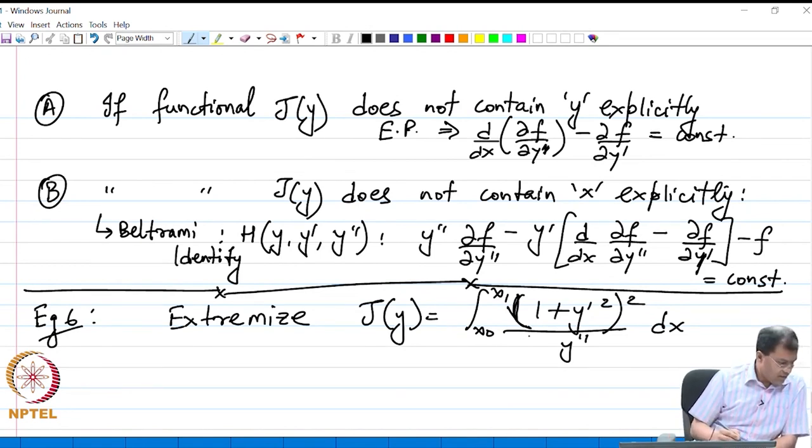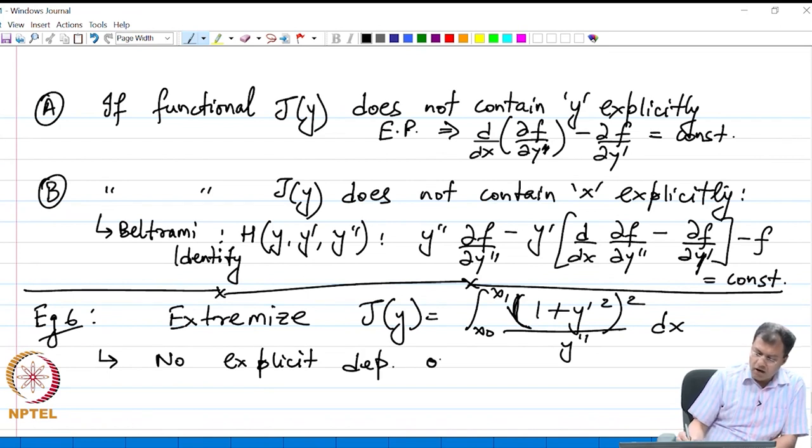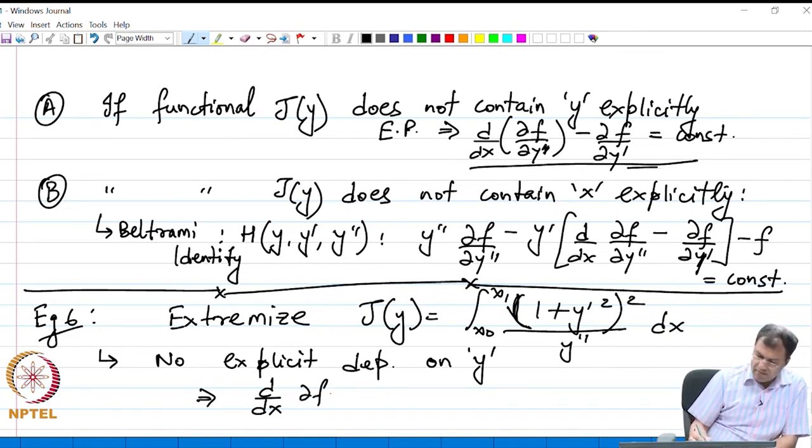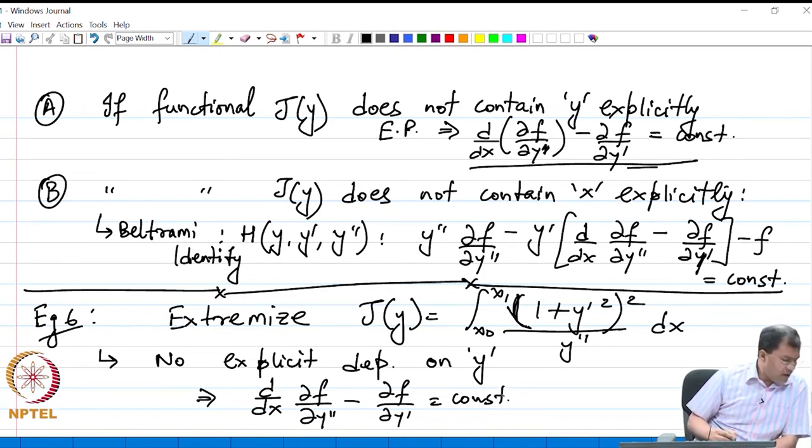So, what we can do is, what we see is no explicit dependence on y, right. So, what we see is that my Euler Lagrange or my Euler Poisson equation reduces to this underlined expression, which is d dx of del f del y double prime minus del f del y prime is equal to a constant, right. So, once we plug in all the values of the expression, we should be able to solve.